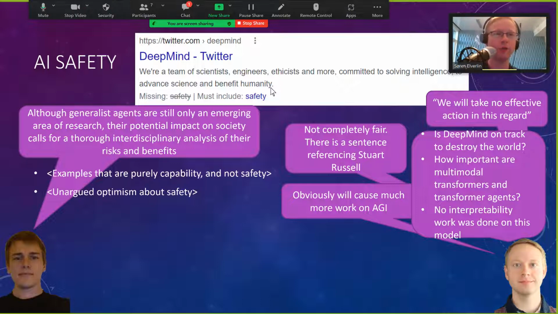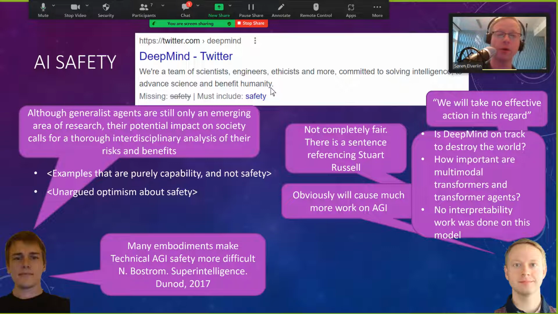Another thing that would have been nice and possible to do with this work would be interpretability work. In particular, some of the models are really small, 39 million neurons. It seems like it would be easier to do interpretability work, but apparently, as far as I could tell from this, no such work was done at all.